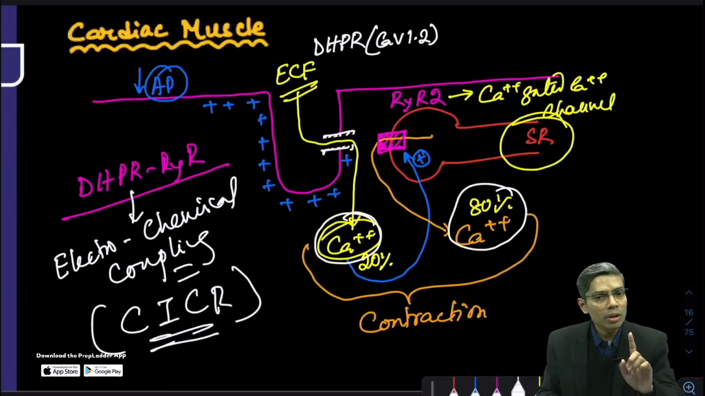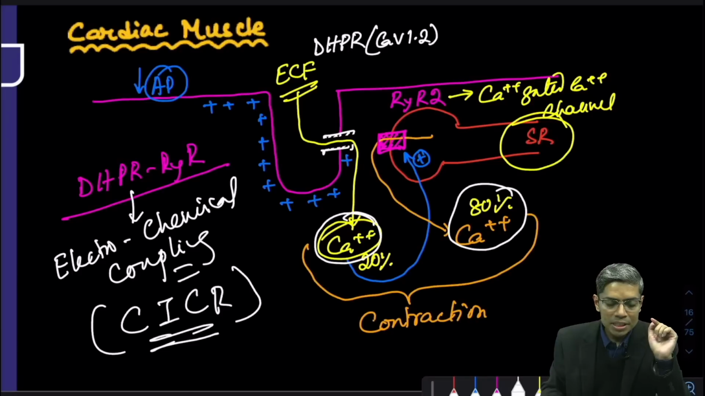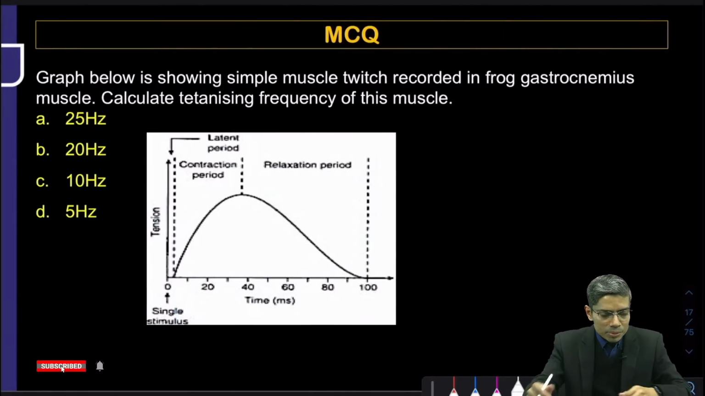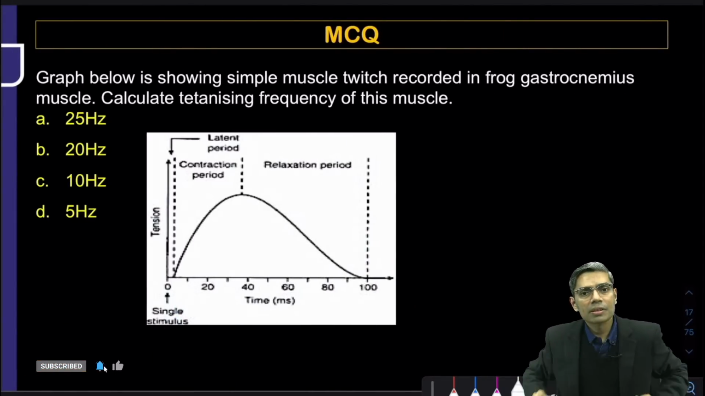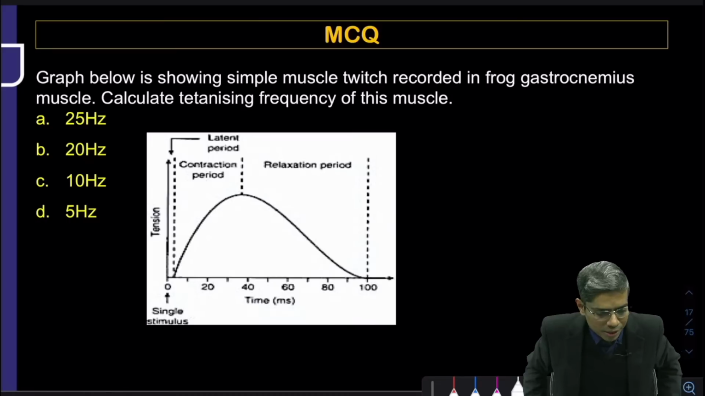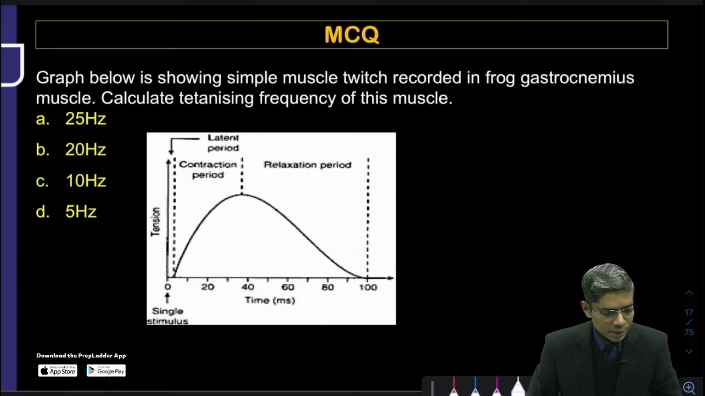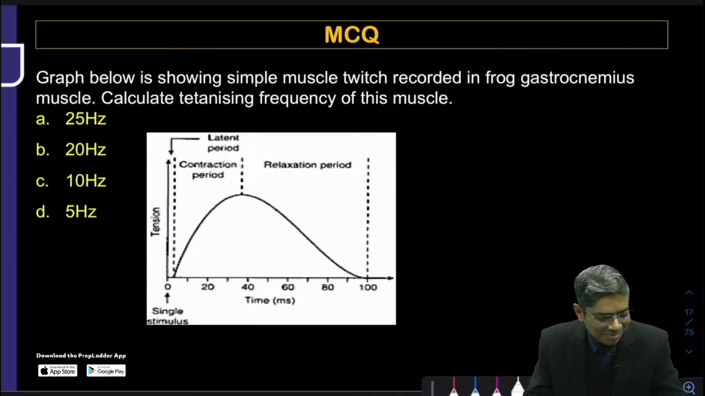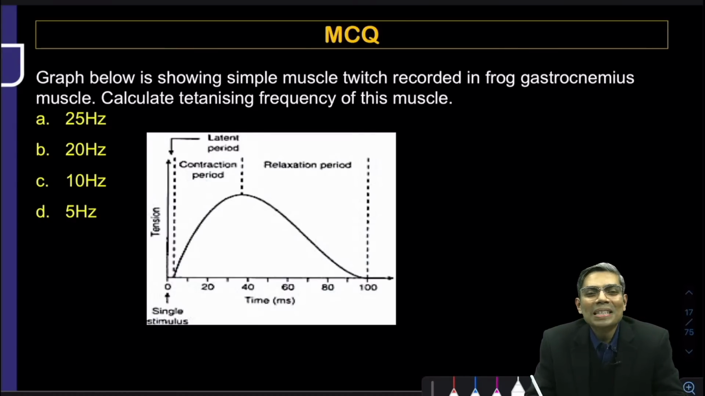This is one of the important topics I am telling you, which has already been asked and will be asked in the future also. Okay, we are going to the next question. Someone of you is asking about tetanic contraction. So this is the question regarding tetanic contraction. Let's move ahead. Let's answer this question. It's a repeat question, multiple times it has been asked in the AIIMS entrance examination.